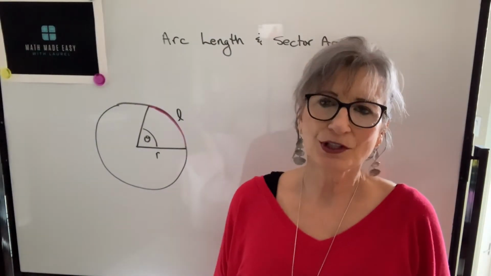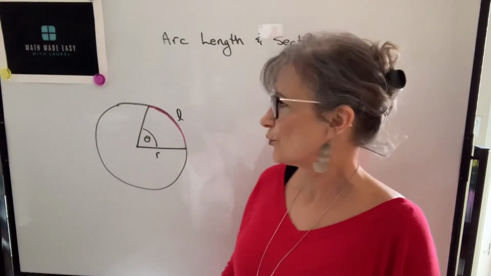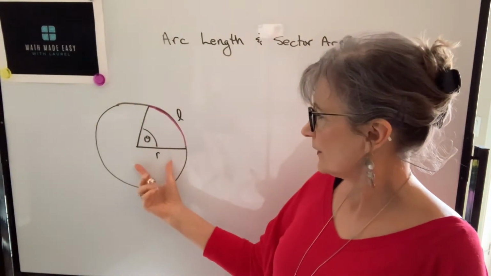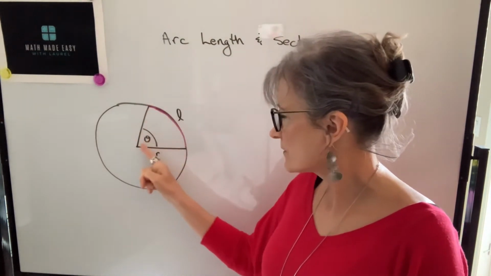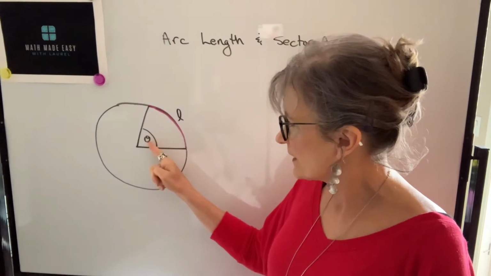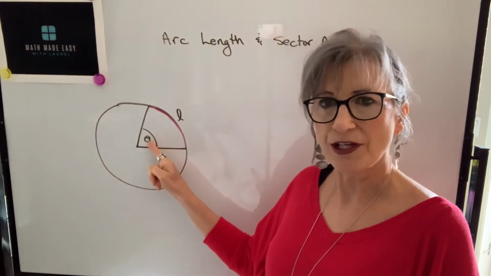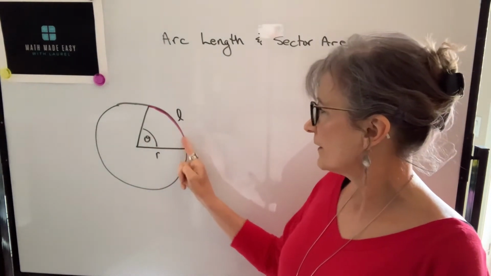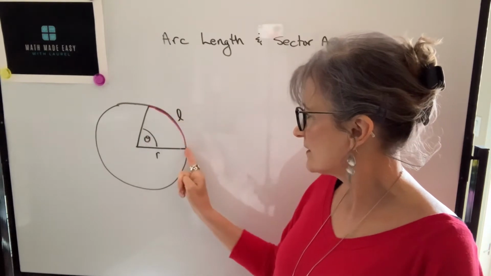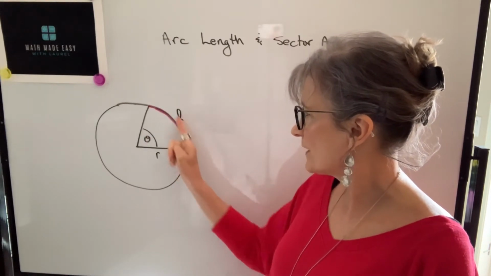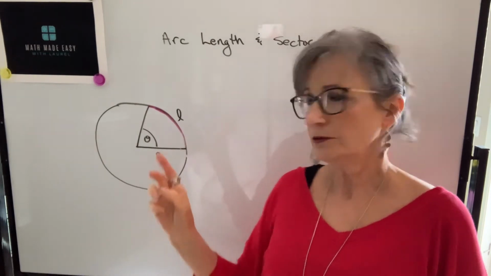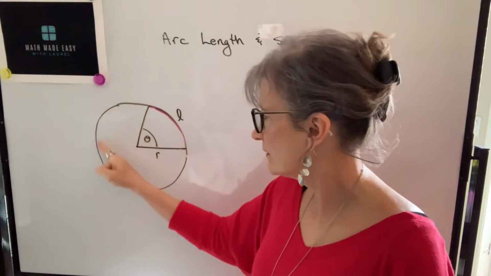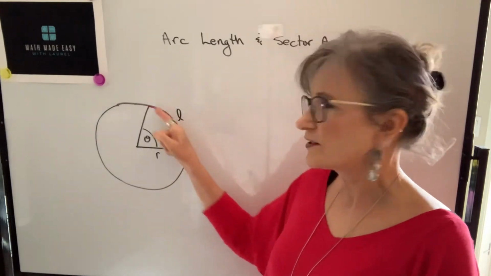To start off with, we're going to talk about arc length. So if we took a circle with a radius of r and took a section of that circle defined by this central angle that we'll call theta, the arc length of that sector would be the distance along the circumference from this point to this point. Now we know in a circle, or in a complete rotation, that distance is called circumference.